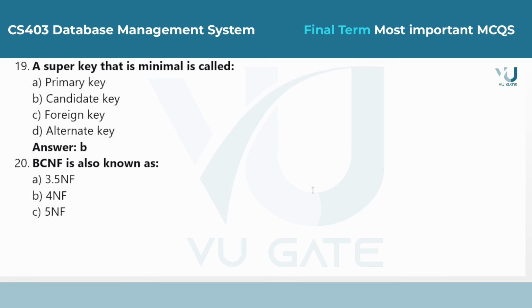Question 19. A superkey that is minimal is called. Answer is option B, candidate key. A candidate key is the smallest possible set of attributes that can uniquely identify a row in a table. It has no extra or unnecessary columns.